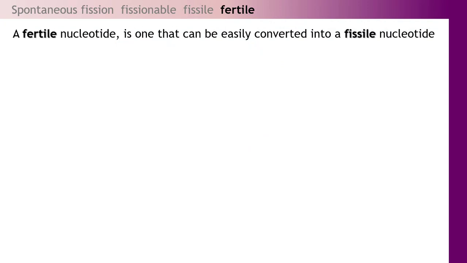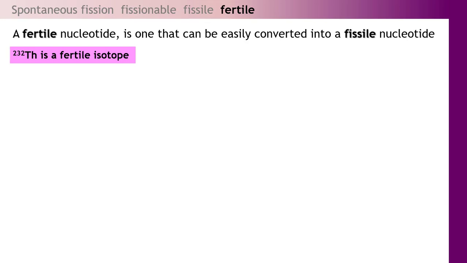Okay, we've looked at spontaneous fission, we've looked at the term fissionable and fissile materials. I need to tell you about fertile isotopes. So thorium, as we saw at the beginning, is exclusively thorium-232. It is a monoisotopic element. It is not a fissionable isotope. However, it can be readily converted into one. We call such a nuclide a fertile isotope.